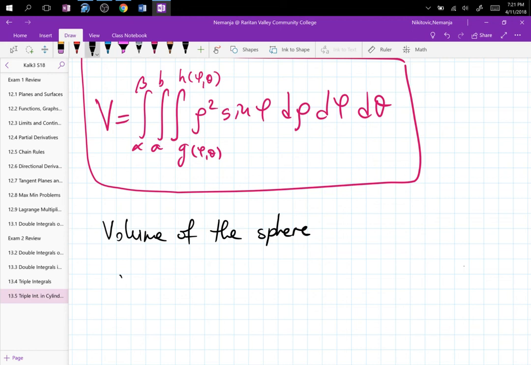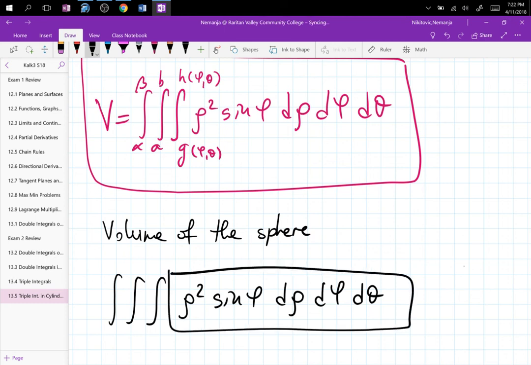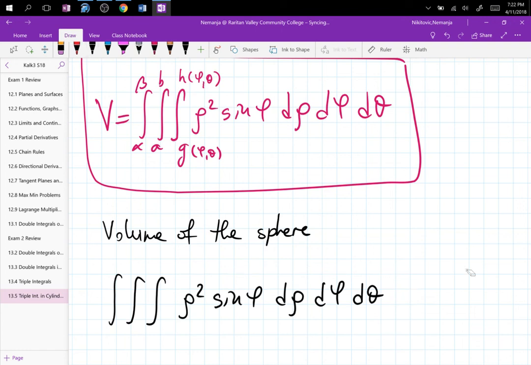So what do we say to create the integral for a sphere? Now, first, rho squared sine phi d rho d phi d theta. That's the string. You are memorizing this as a unit, right? You're memorizing that as a unit.